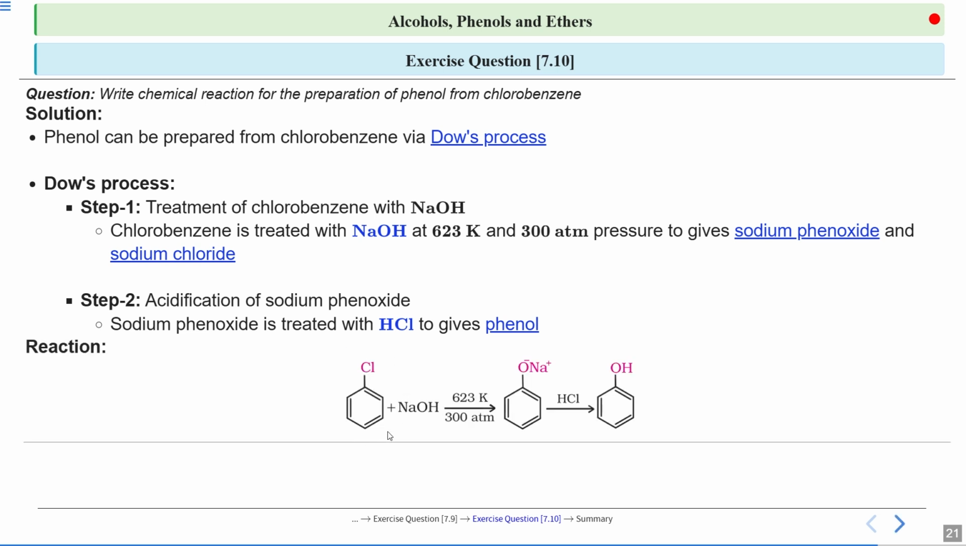So this is the chlorobenzene you are taking over here. When you treat it with NaOH, chlorine is a good leaving group. It leaves as Cl minus. And this is a nucleophilic substitution reaction. So a nucleophile attacks on this carbon, which is an electron deficient carbon. So OH attacks on this carbon and you will get O minus Na plus, that is sodium phenoxide. Then acidification happens, so H plus attacks here, it forms phenol and NaCl leaves. So this is Dow's process.